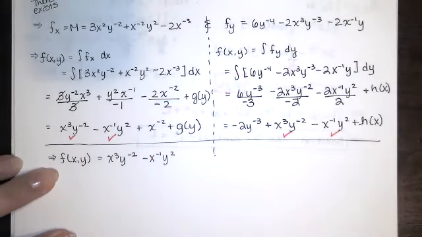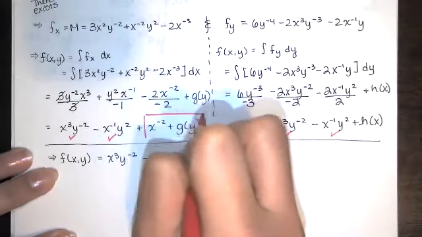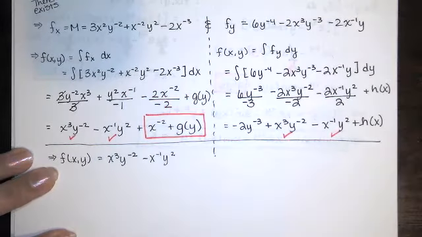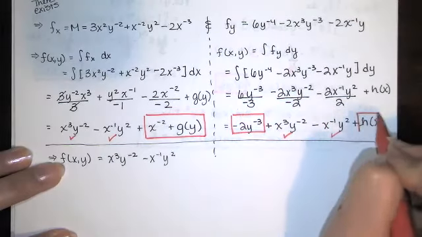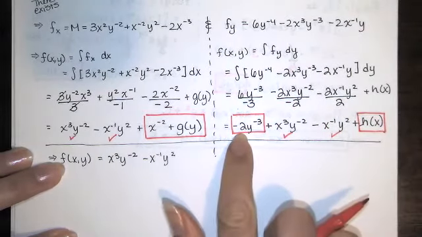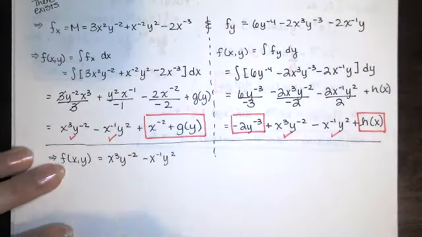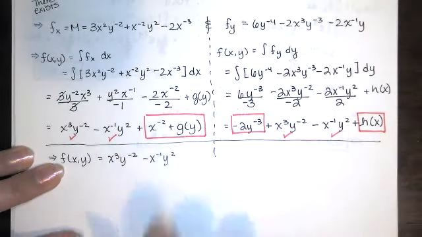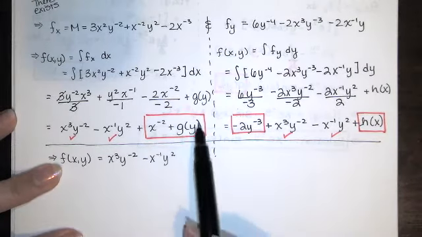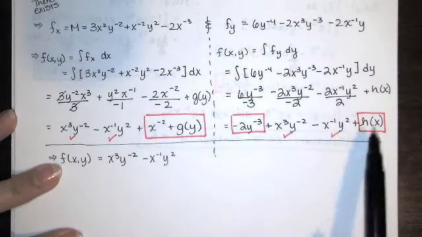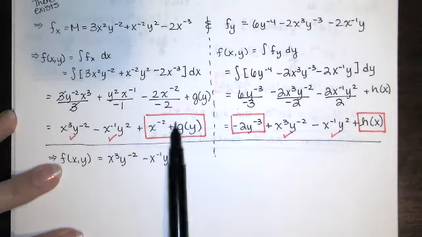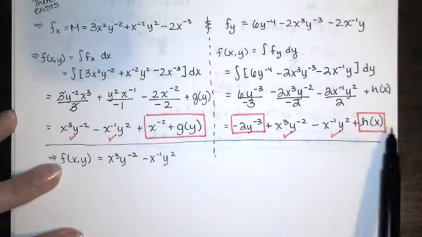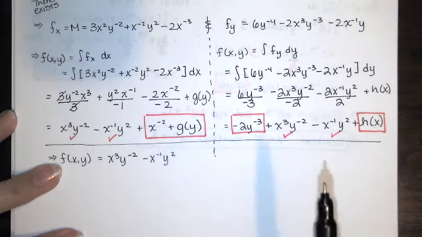And then I have the part that doesn't match. Then I have x to the -2 plus g of y, and then this piece, a -2 y to the -3 plus h of x. These have to be the same. Well, I think if g of y were this function of y, and if h of x were that function of x, that would work. And of course, we could have an arbitrary constant in there. So maybe g of y is this plus a constant, and h of x is this plus a constant.